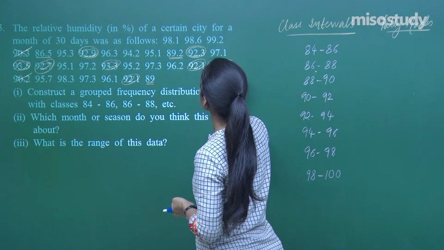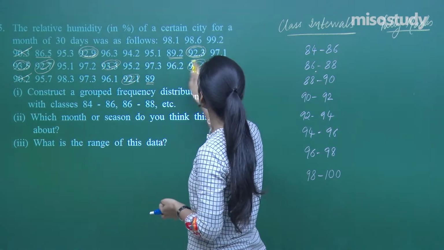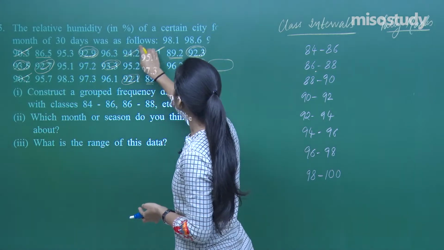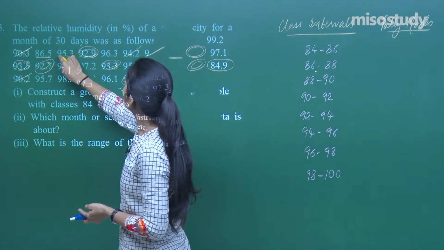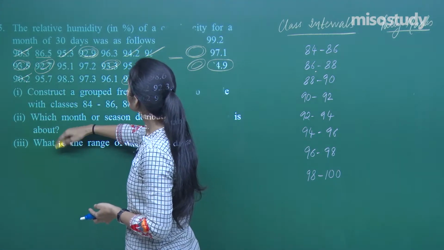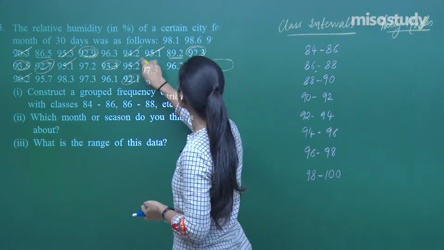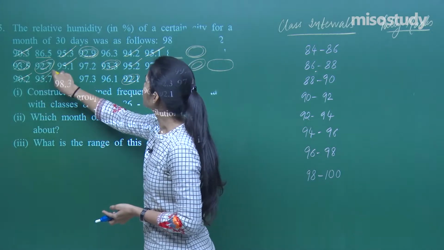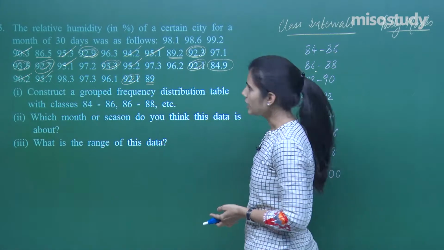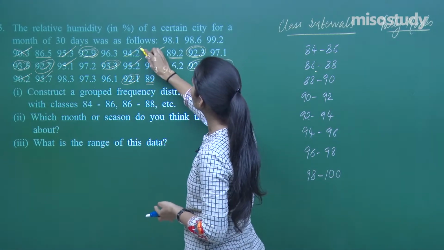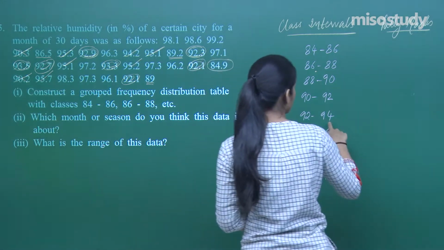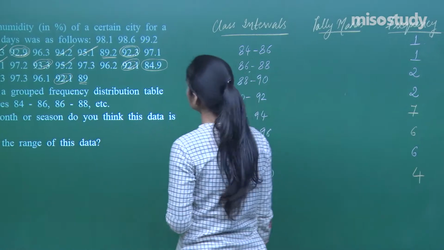94 to 96, okay, so here there is nothing. 94 to 96 you have 95.1, 94.2, and more in 94 to 96, right? How many do you have? 1, 2, 3, 4, 5 and 6. So you have written 94 to 96 as 6.